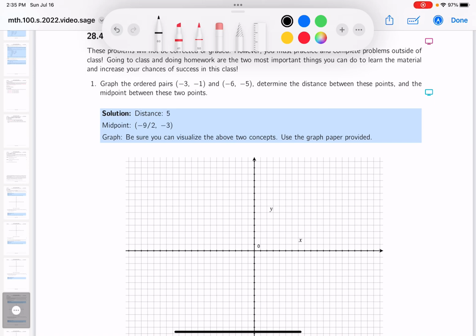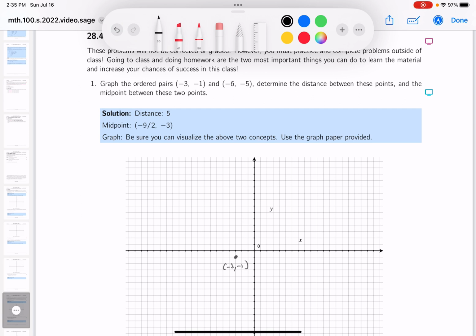Okay, let's plot the points. It's homework 28.4. The first point I'm going to plot is minus 3, minus 1. That's right about here. Let me write that point down for you. Minus 3, minus 1. The next point is minus 6, minus 5.